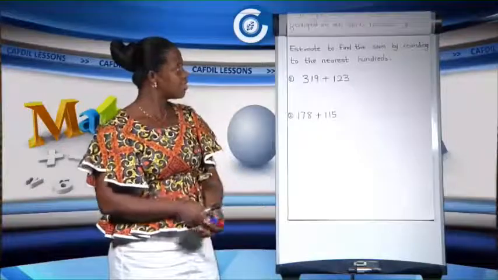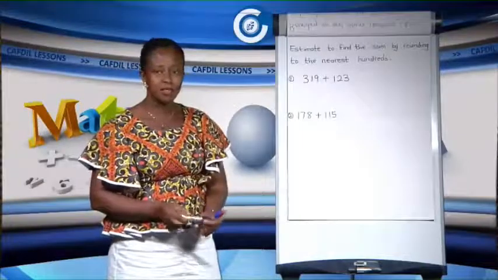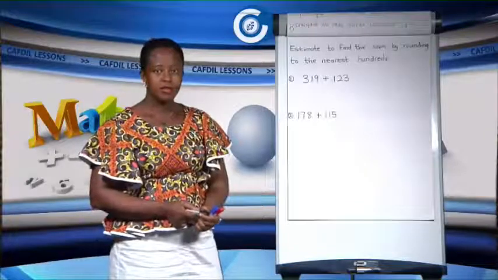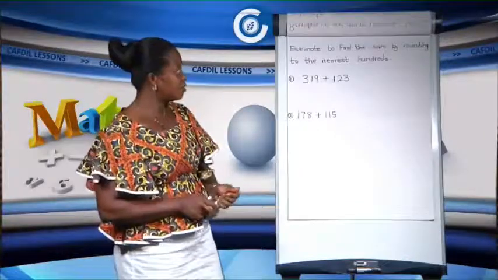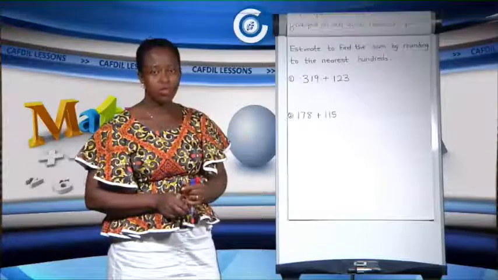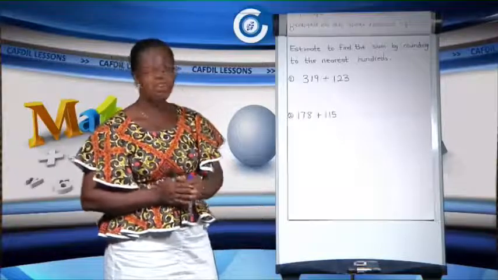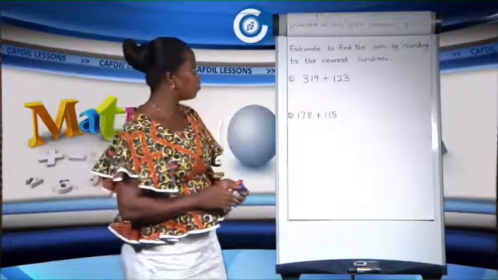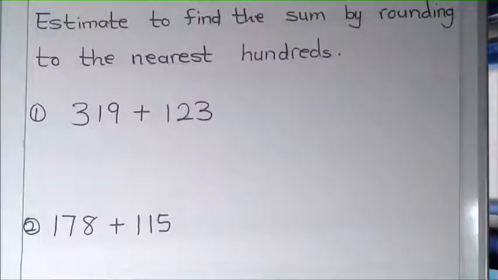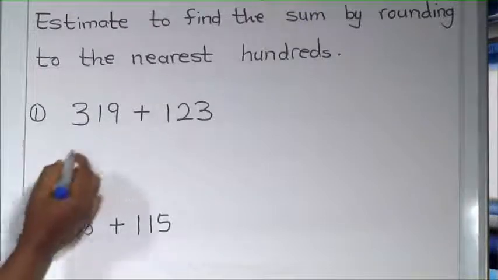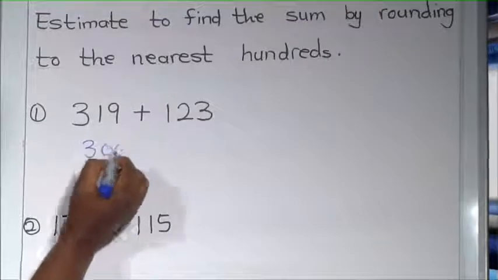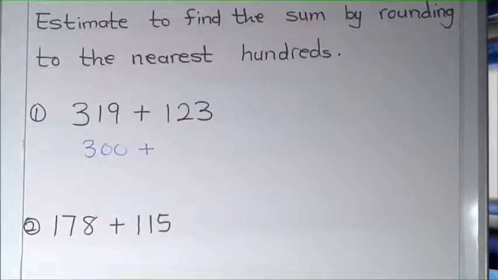I have examples here which we are going to do. Estimate to find the sum by rounding to the nearest hundreds. And always check the place that you are rounding to. The question says we should round it to the nearest hundreds. So we will check 319 to the nearest hundred. It's going to be 300. Plus, what about 123 to the nearest hundred?